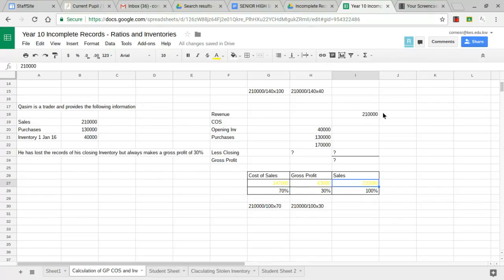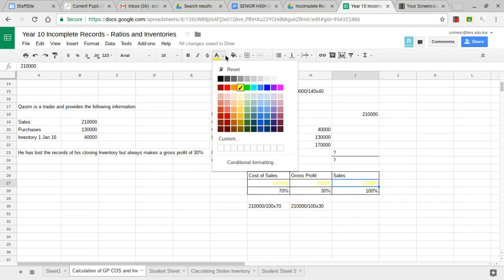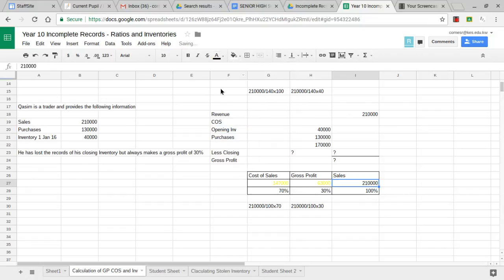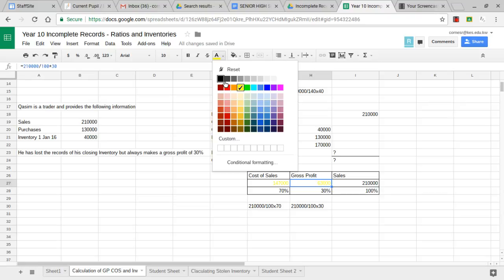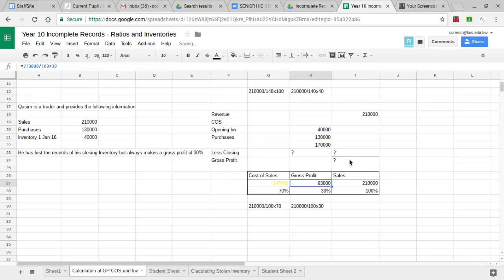I can put my revenue figure in, 210,000. I now want to find 30%. Just to find 1%, I do 210,000 divided by 100, and then I multiply that by 30. So my gross profit for this business is 63,000. I can put that straight into my trading account.